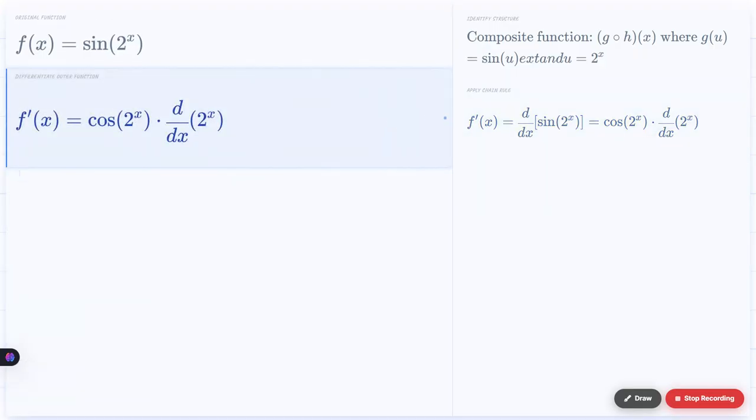We take the derivative of the outside part, which is sin of 2 to the power of x. We do this to start finding the rate of change for the whole thing. The derivative of sin of u is cos of u.